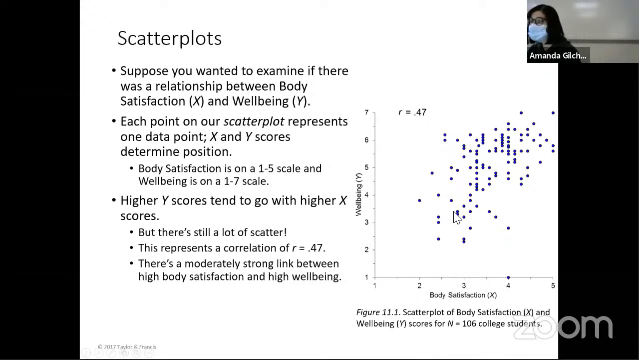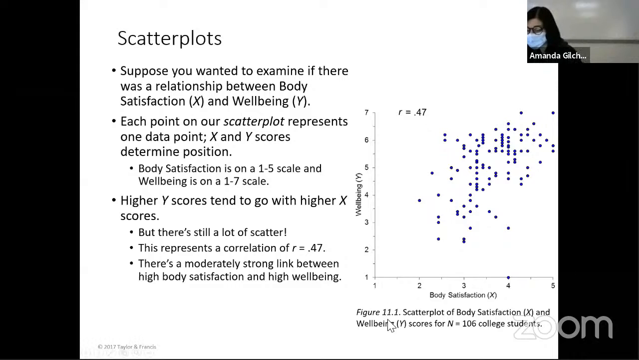So basically, for every person's data point, they have an X coordinate and a Y coordinate. So this one little data point is one person who scored a 3 on body satisfaction and is pretty low in well-being. Each data point is made up of an X coordinate and a Y coordinate. So X and Y scores determine position.